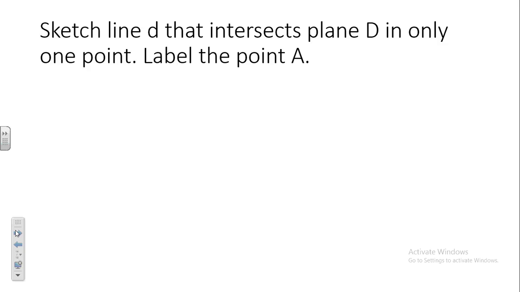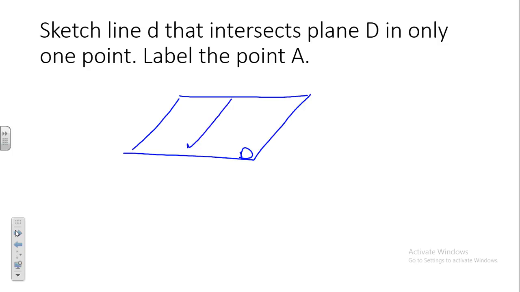All right, so we start with plane D, parallelogram labeled D, and we want a line D that only intersects the plane in one point. So if I just draw line D this way, what does that imply? Good, it's a line on that plane. Okay, so what do I have to do to fix it? I have to have some dots.